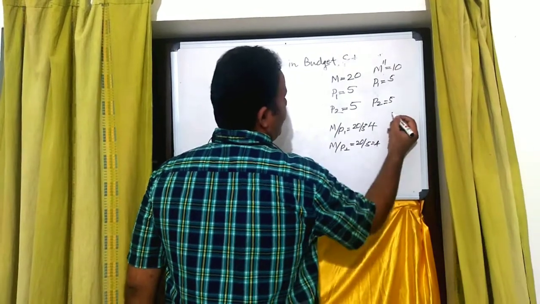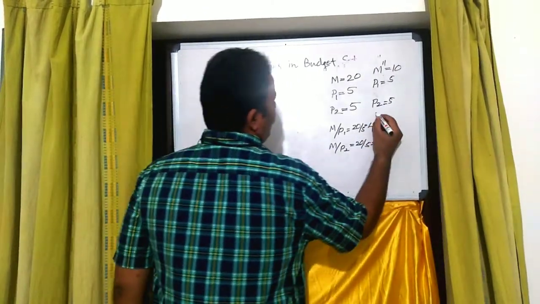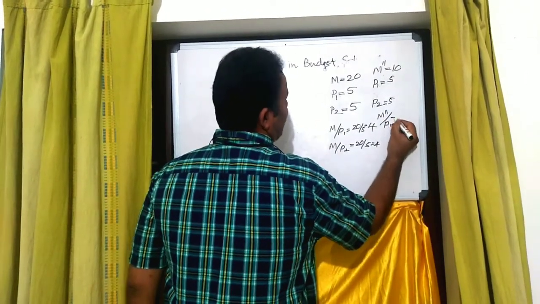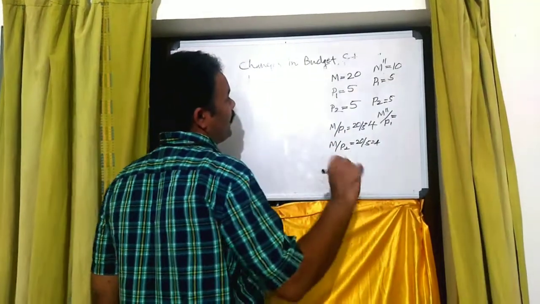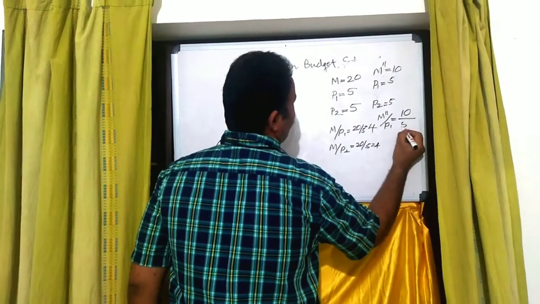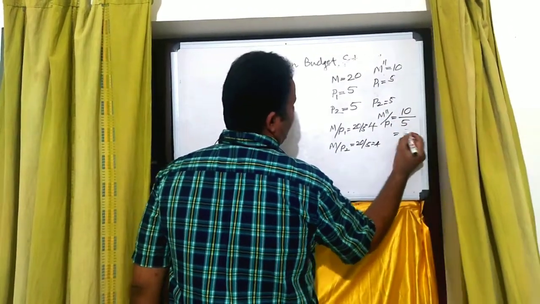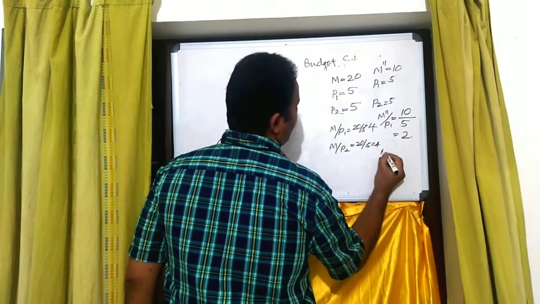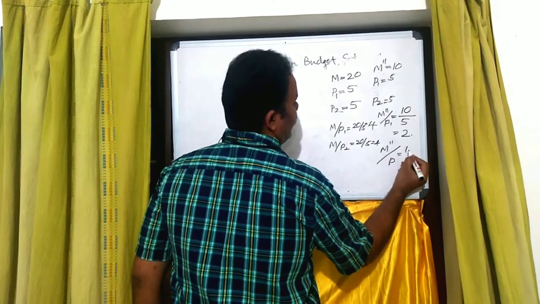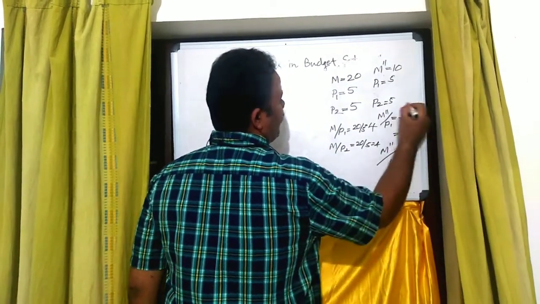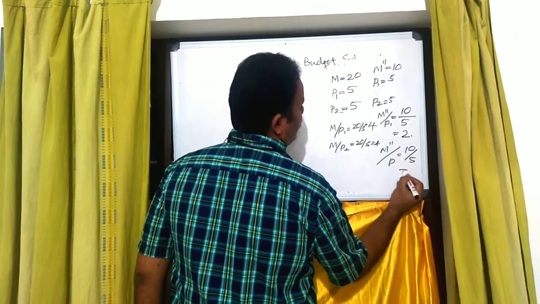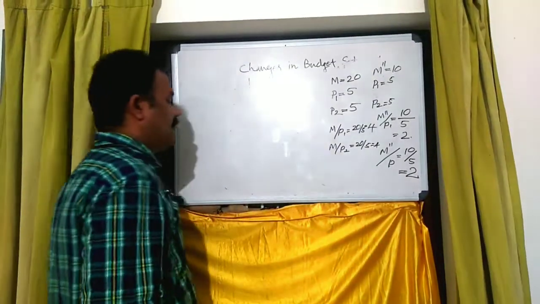Now M double dash by P1: M double dash, the new income, is 10, divided by P1, that is 5. Then M double dash by P1 is 2. Then M double dash by P2: what is M double dash? 10. 10 by 5 also will be 2.